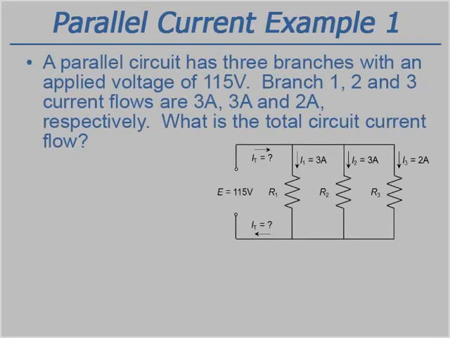In this first example, a parallel circuit with three branches is connected across a 115-volt source. The three branches of the circuit have current flows of 3 amps, 3 amps, and 2 amps for branches 1, 2, and 3 respectively. What is the total circuit current flow? Since all three parallel branch current flows are known, add the three current flow values to find the total circuit current flow.